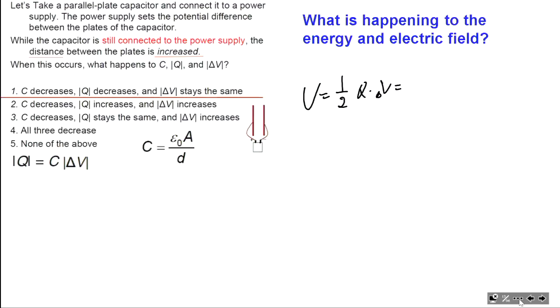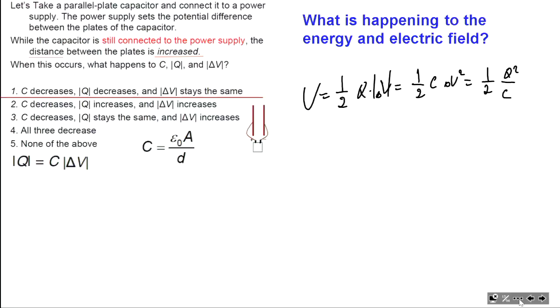Q equals C times delta V. Energy is 1/2 C times delta V squared, and technically, I should use absolute value. It's also 1/2 Q squared over C. And delta V equals Q over C.